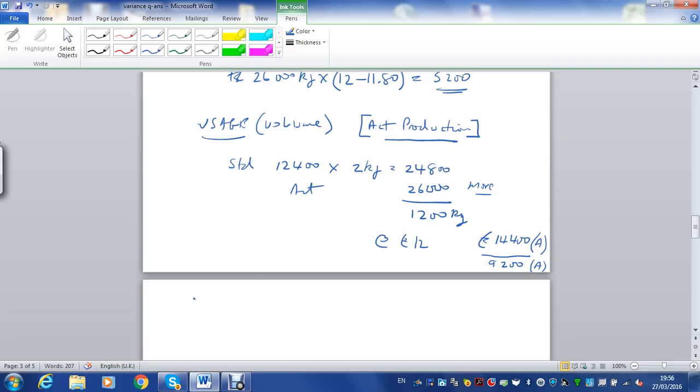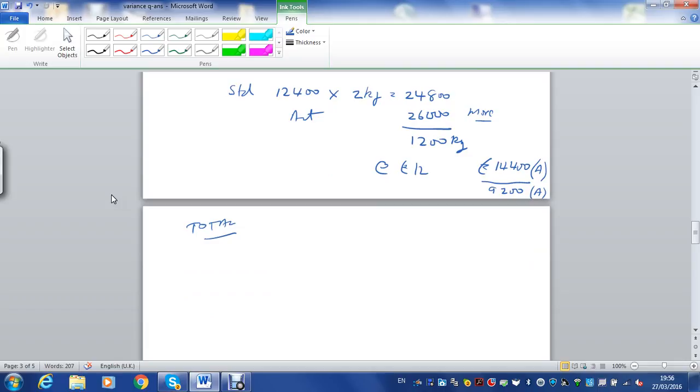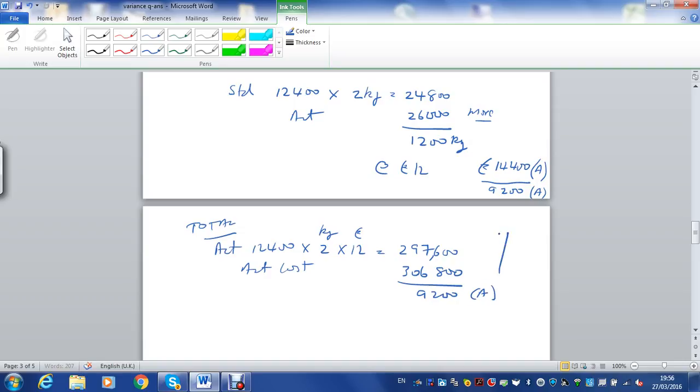In terms of the total, again, you're not asked for this in the question, but you can just check if you're right. If you look at the actual production, which is 12,400 by 2 kilograms by 12 euro, you get a huge figure here of 2,977,600. The actual cost, again, you're given that in the question, was 306,800. Therefore, the difference is 9,200. It cost you more, therefore it's adverse. Guess what? We're on the right track.